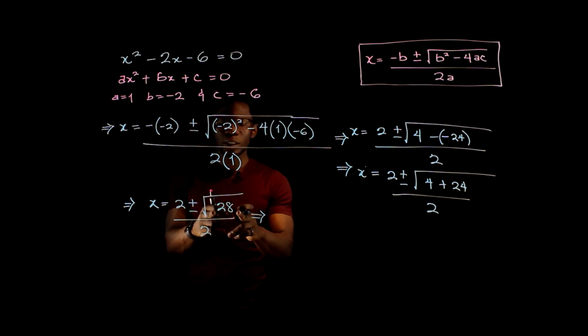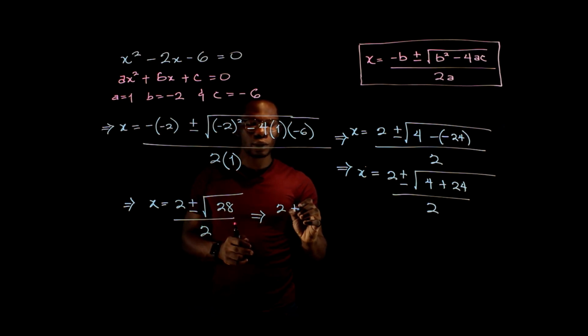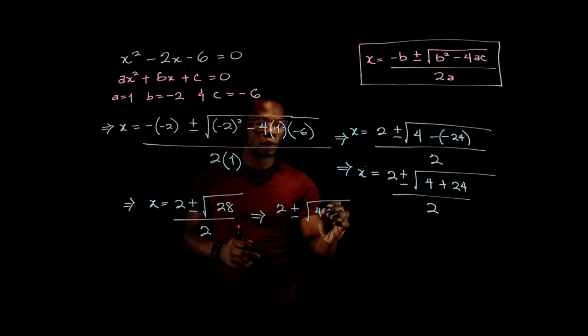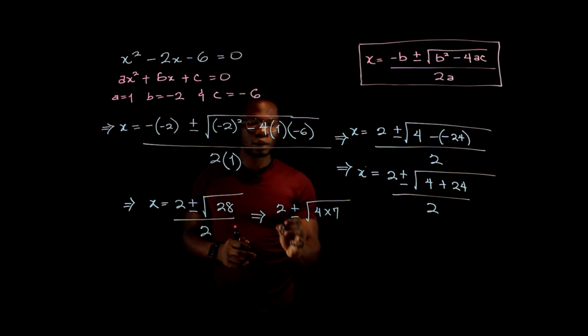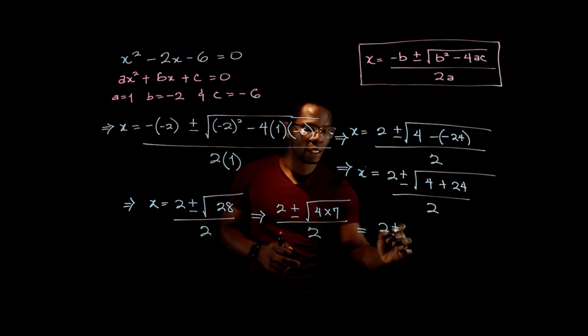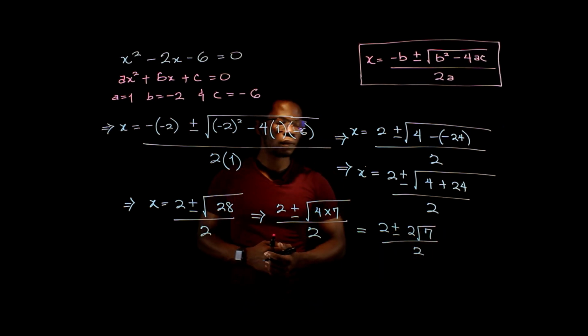Now we can break this down to make it easier for us to solve. And that's 2 plus or minus the square root of 28, which is equal to 4 multiplied by 7, all divided by 2. Now if we break 4 out of this square root sign, the square root of 4 is equal to 2. So we can rewrite this as 2 plus or minus 2 root 7, all divided by 2.